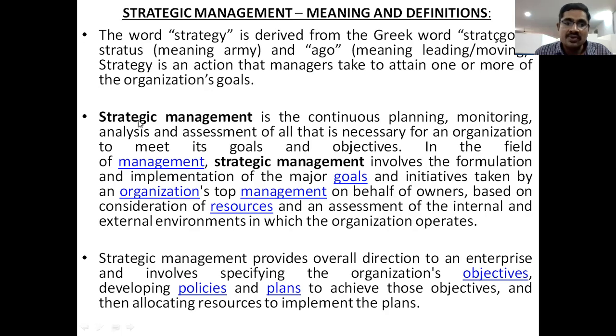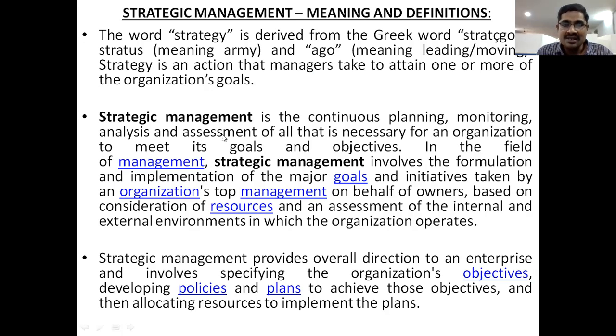So here look at the second point. Strategic management is continuous planning and monitoring, analysis and the assessment of all the necessaries for the organization to meet the organization goals and objectives. Just as I told you, planning, controlling: these all things are meant for achieving the targets of the company, achieving the goals of the company. So here, continuous planning, continuous monitoring, continuous analysis and continuous assessment.